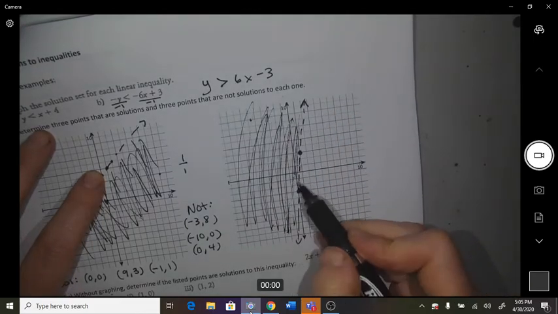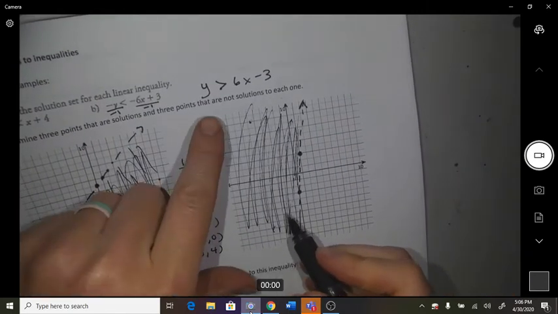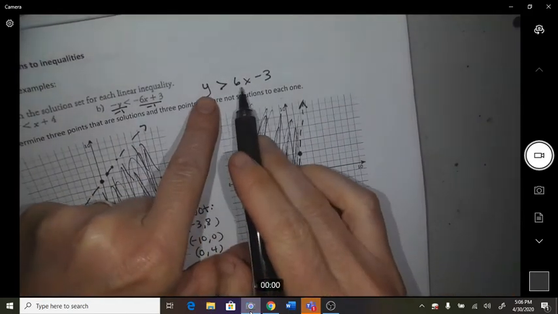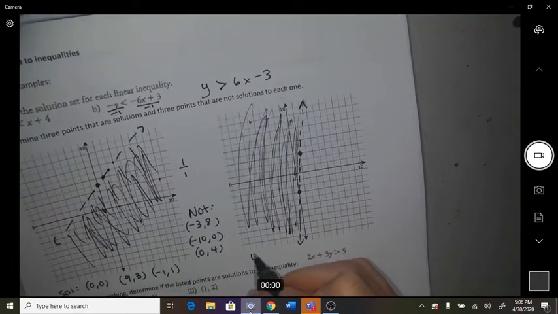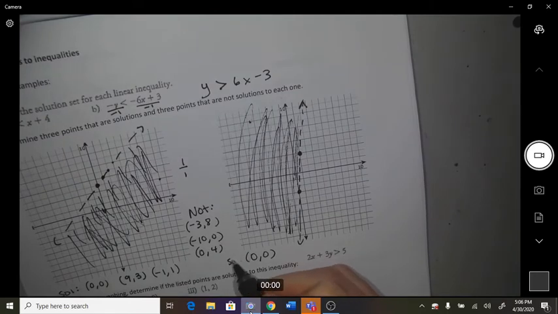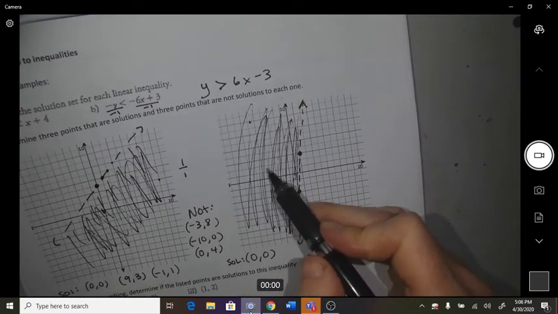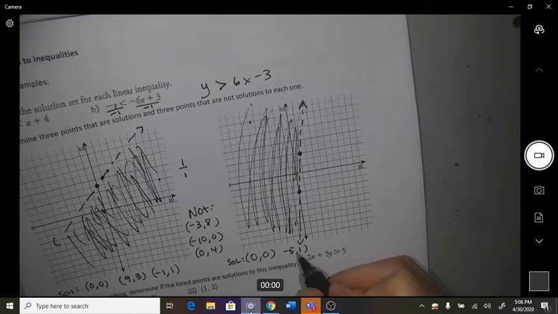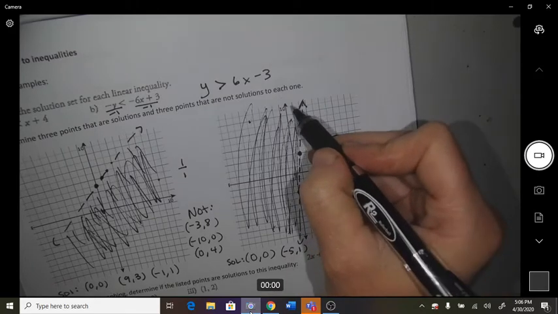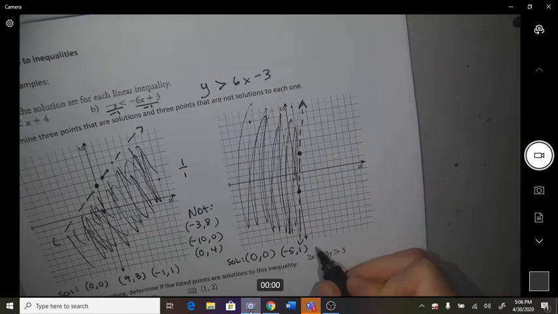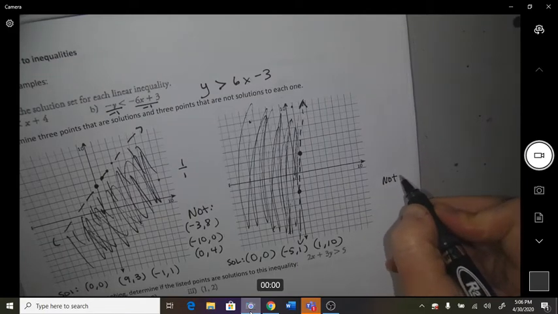So according to my graph, 0, 0 should work. I always test my points because I like to see that I shade it in the right spot. So is 0 greater than -3? Yeah. So 0, 0 works. -5, 1. We could go 1, 10 right here. Looks like it's in the zone. Not a solution.